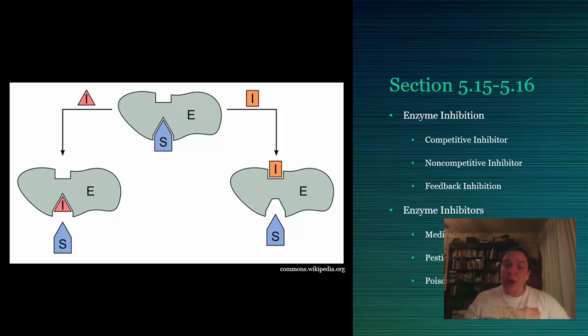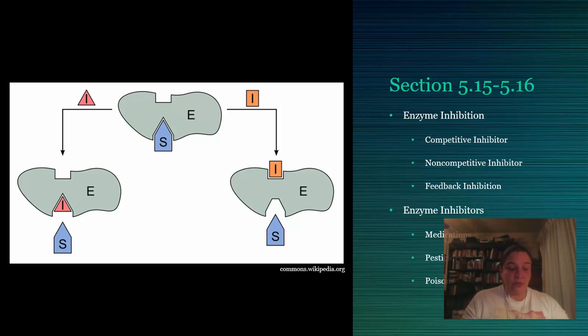Last but not least, we also use inhibitors, not just the ones that we make in our bodies, but we use them to help our bodies do certain things. Say in the form of medications. Things like penicillin, which is our very first antibiotic, is actually a type of enzyme inhibitor. So are things like ibuprofen, which is a common pain relief medication.